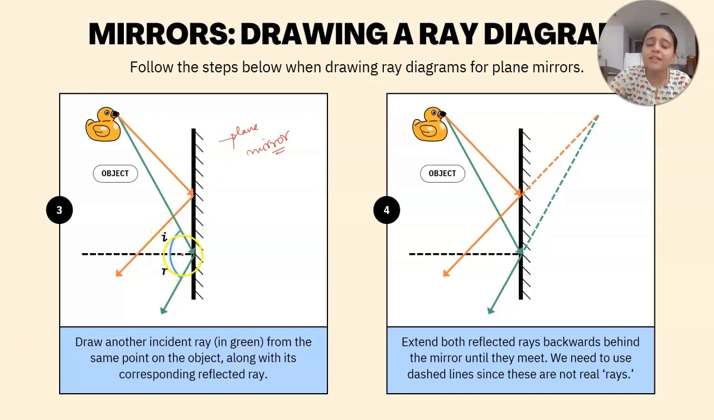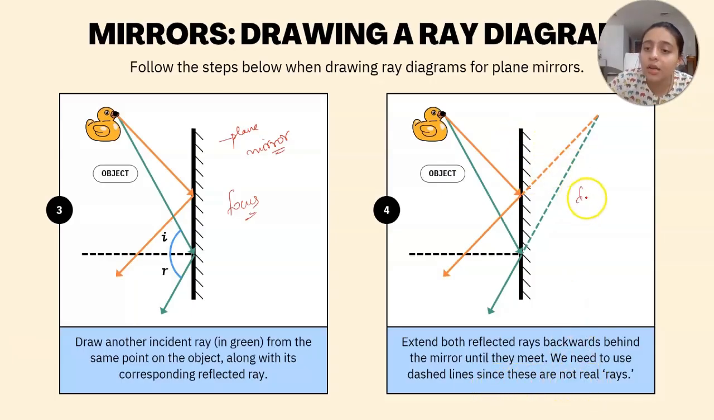Why do we need two lines? We need at least two lines because we need a focus point, which will help us see the image. So here is the answer: when we extend both the reflected and incident rays, we need to use dashed lines since these are not real rays.